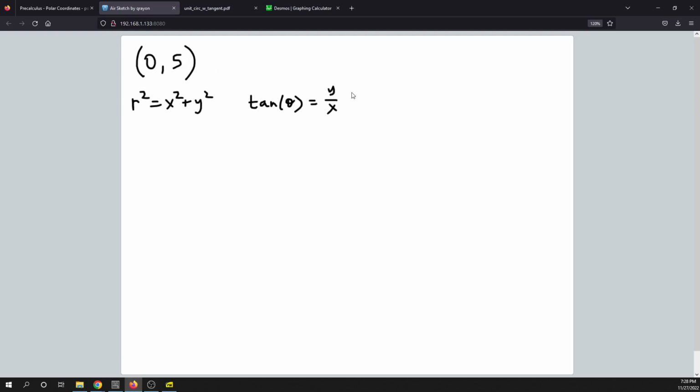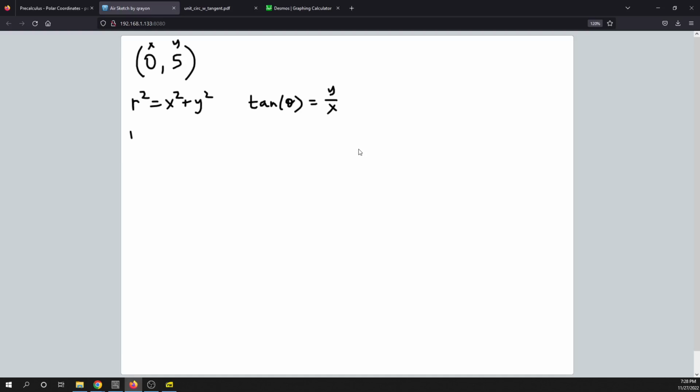If those look unfamiliar to you or you want to know where they come from, I've talked about that in a previous video. So if you're interested in that, just take a look at those previous videos that I've posted. And remember here, this is a Cartesian coordinate, so that's x and that's y.